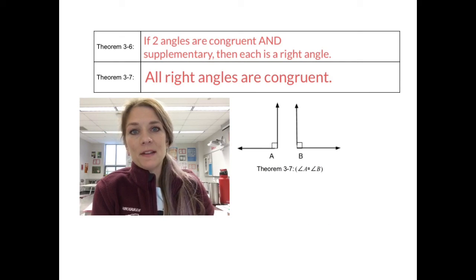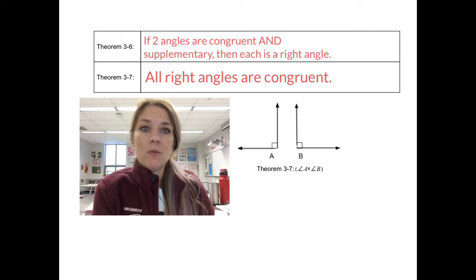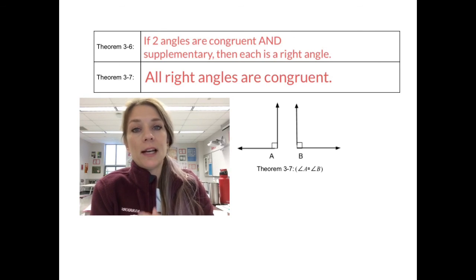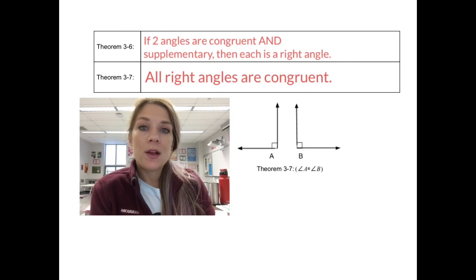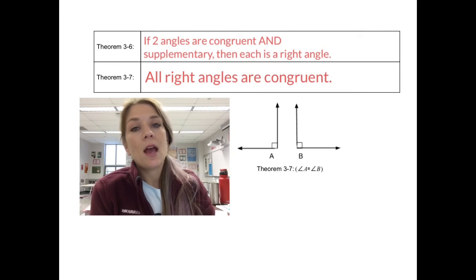Last piece for this lesson is theorem 3.7, which says that all right angles are congruent. And again, that's just by the definition of congruency. If they're all right angles equal to 90 degrees and they all have equal measures, then they all must be congruent. So that concludes this lesson for Chapter 3, Angle Relationships.